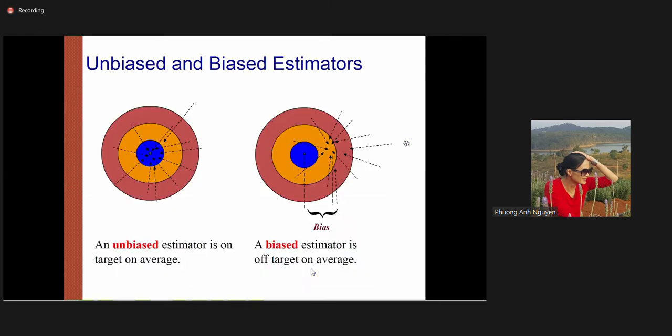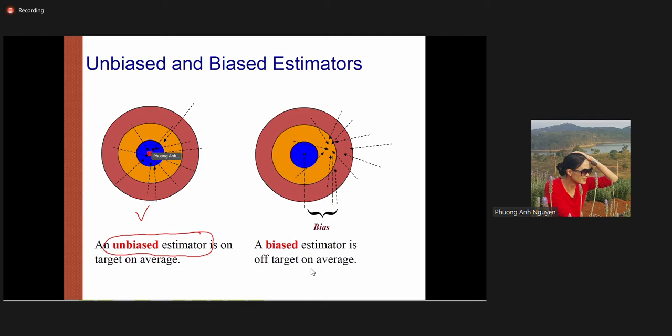Let's take a look at this slide. Compare the unbiased and biased estimator. Which one is better? What do you think? Clearly, without knowing anything, you will have the feeling that the first one is better. You say that this estimator is unbiased. Why? Because we are on target here. You can try the first time and get the first value here.